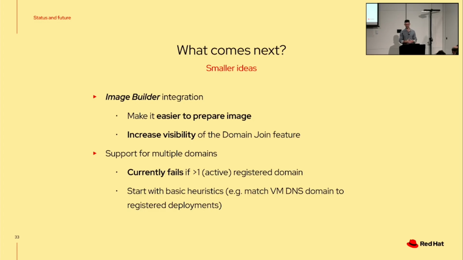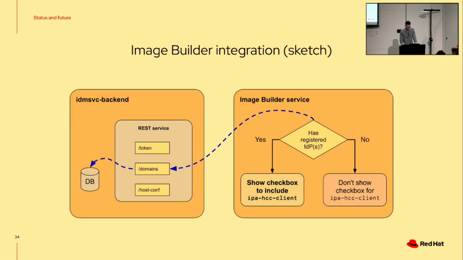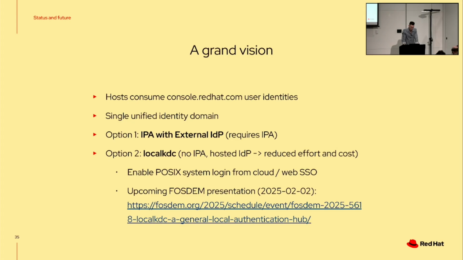And as I mentioned, the limitation of one domain per org is a bit of a problem, and so we could start with some basic heuristics like matching the domain of a virtual machine to the registered deployments to see if there's a match, and if so, we know which domain we should send the client to. So Image Builder, the service that runs Image Builder, would just simply ask our backend service, hey, I'm in this org, is there a domain or not? And based on that, we could show a checkbox or not.